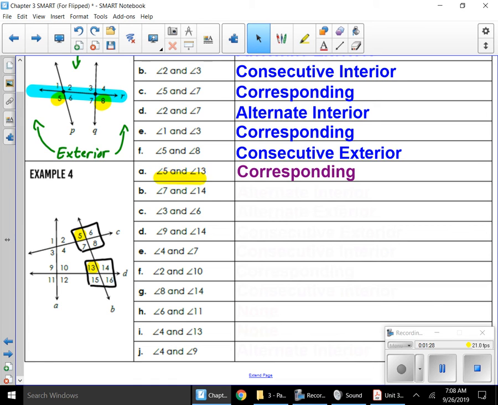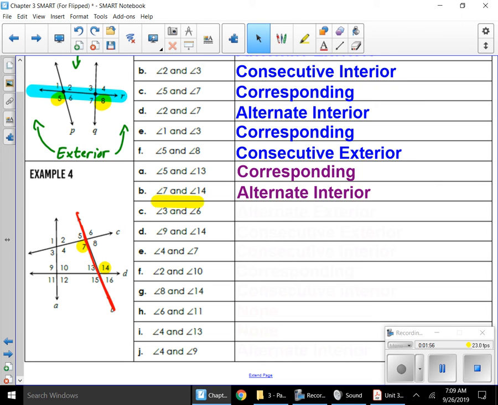Let's jump down to 7 and 14. Those are no longer corresponding. You can get rid of the boxes. Same transversal we were just looking at. B is our transversal there. They are on opposite sides of the transversal, but between line C and D. So those are alternate because they're on opposite sides, interior because they're between the lines.